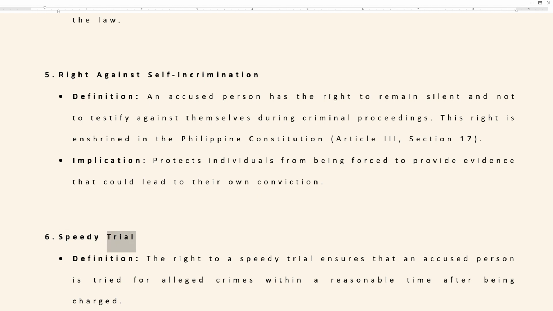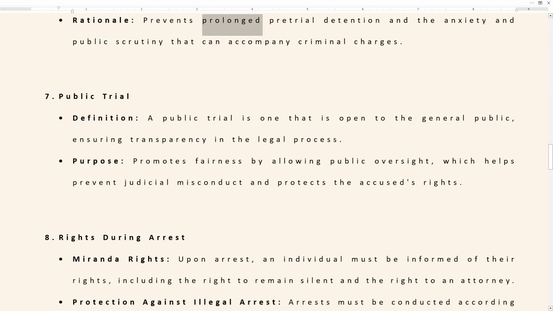Speedy trial. Definition: the right to a speedy trial ensures that an accused person is tried for alleged crimes within a reasonable time after being charged. Rationale: prevents prolonged pretrial detention and the anxiety and public scrutiny that can accompany criminal charges.